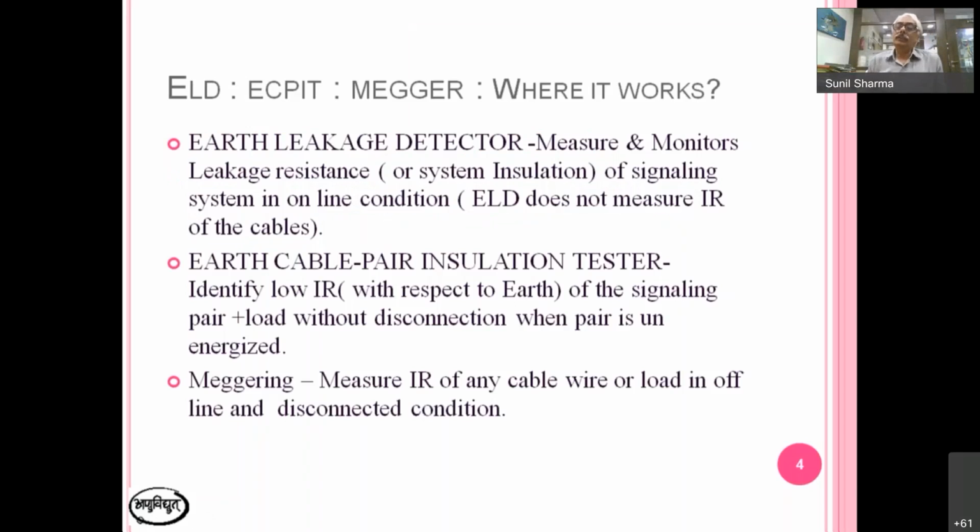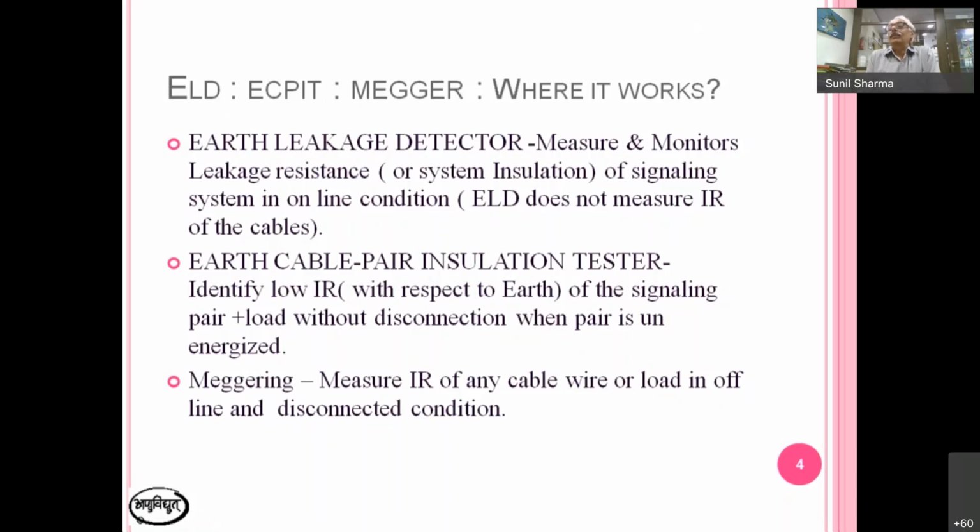Now I explain the three instruments, as I have said: ELD, CIT, MAGA. The name CIT we have changed in digital form to ECPIT. I will explain it also. So the earth leakage detector measures and monitors leakage resistance, or system insulation, of the signaling system in online condition.